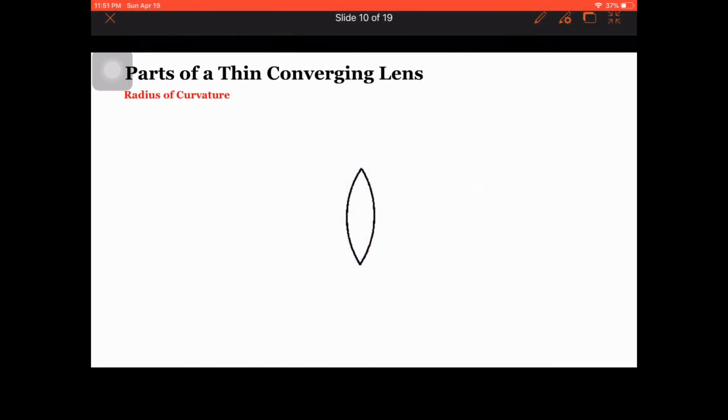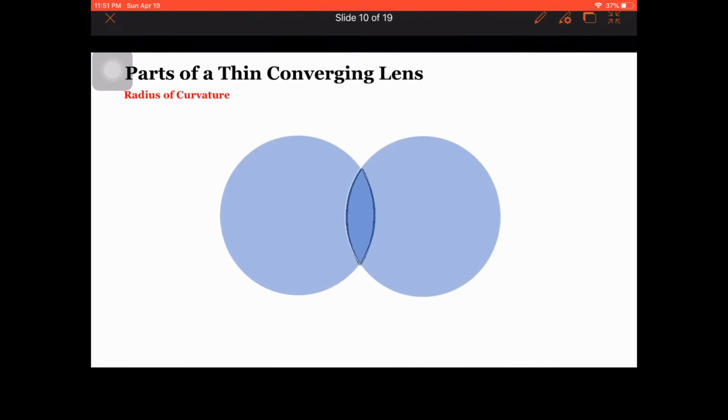Now related to that is the radius of curvature. So the same thing, we have two spheres and they have both centers here and here, and this is the optical center of your lens. This is O and this is your C1 and C2.